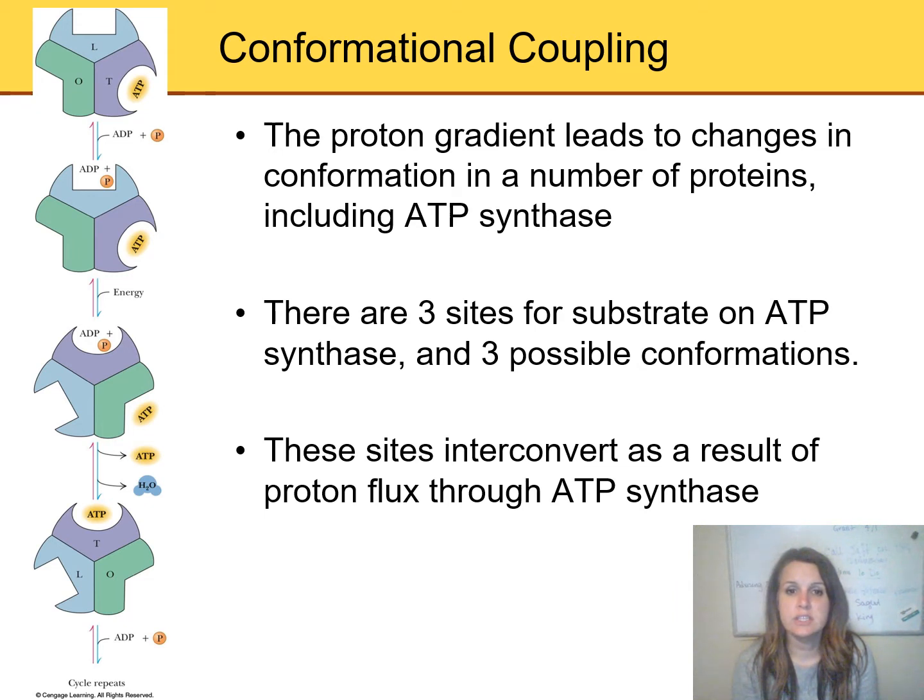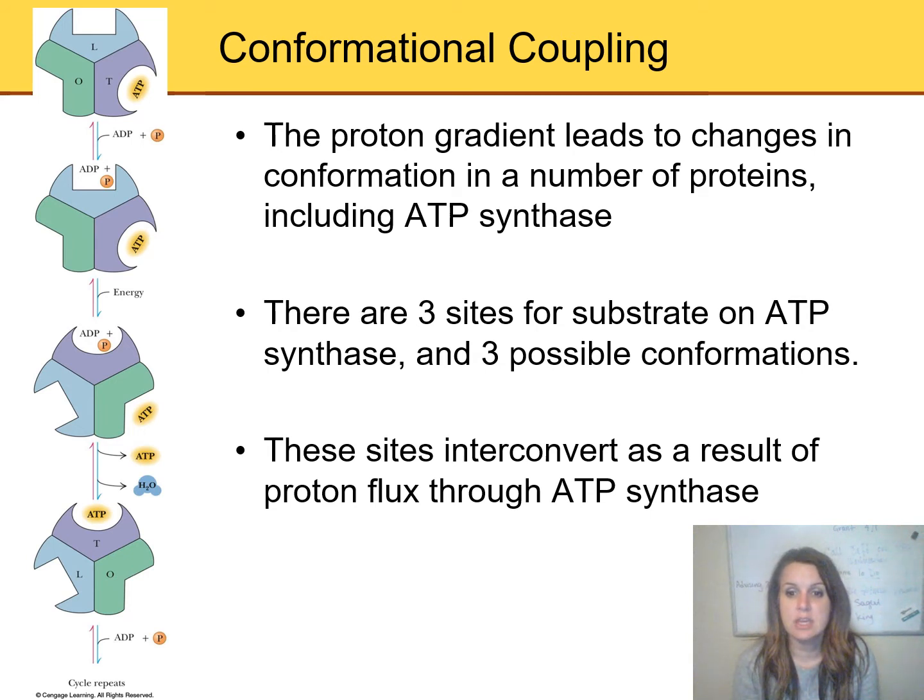So the proton gradient leads to changes in conformation in a number of proteins, including the ATP synthase. If you look at this figure over here on the left, they've found that there are 3 sites for substrate on the ATP synthase molecule. And these sites interconvert as a result of the proton flow through the ATP synthase. So you can see that on one site, it binds ADP and inorganic phosphate, and on another site, it has a conformation that is binding ATP. And then on another site, it's basically a release site. So there are three different possible conformations.